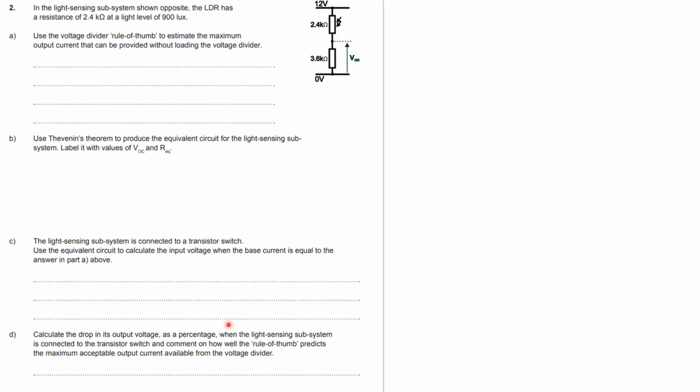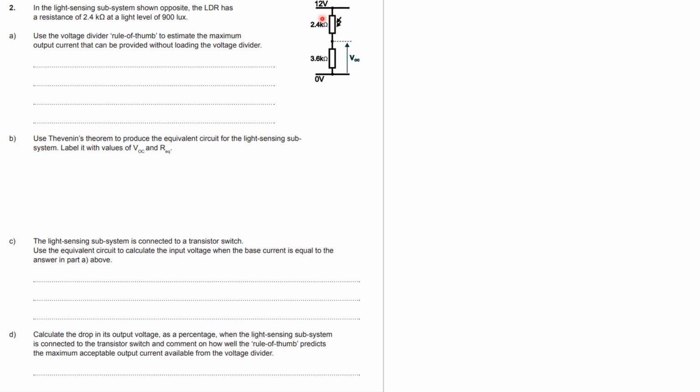Okay. So again, another potential divider here. Light sensing system. LDR has a resistance of 2.4K at light level 900 lux. Okay. Use a voltage divider rule of thumb, that's the rule of 10, isn't it, to estimate the maximum current that can be provided. So essentially, we're going to work out the current in this situation. So if I know the total resistance is 6K, isn't it? So 6K in total is 12 volts.